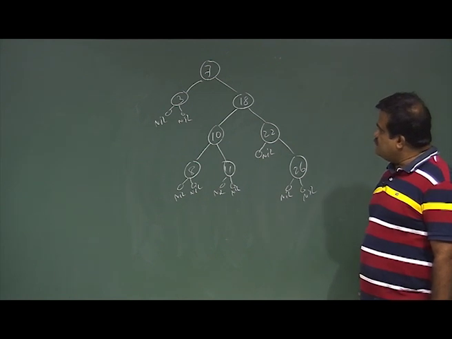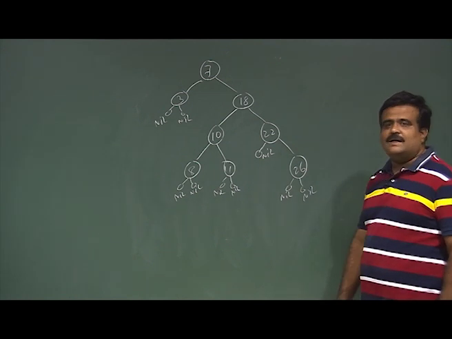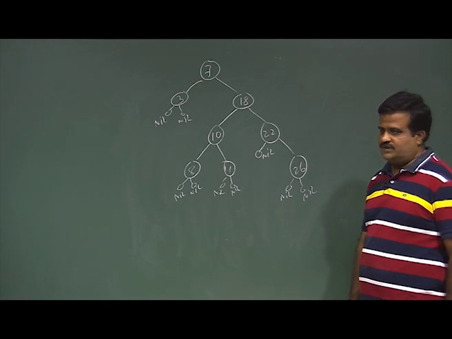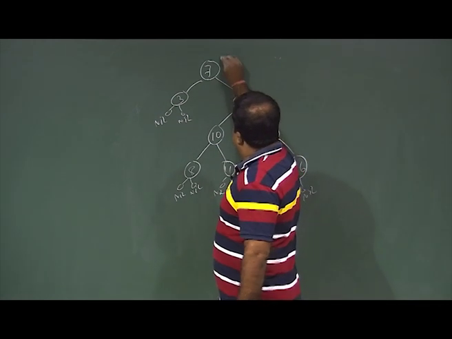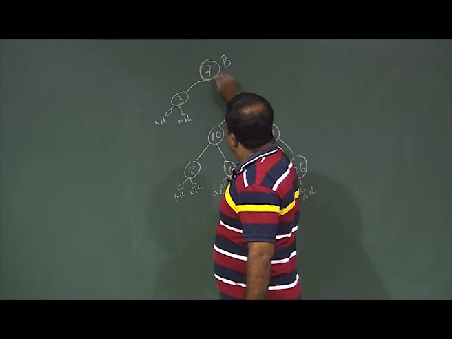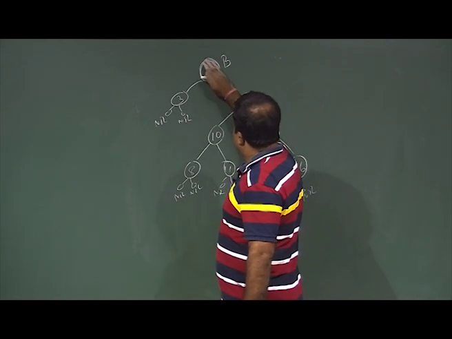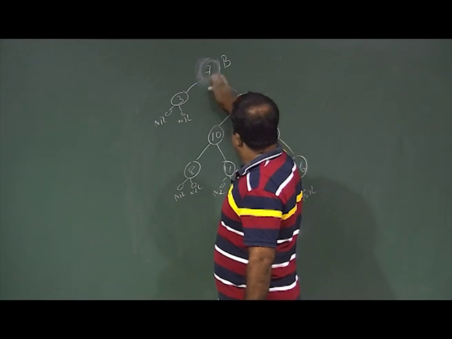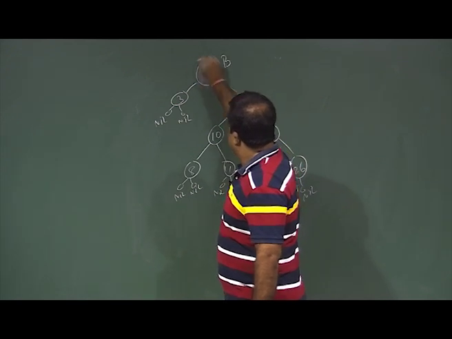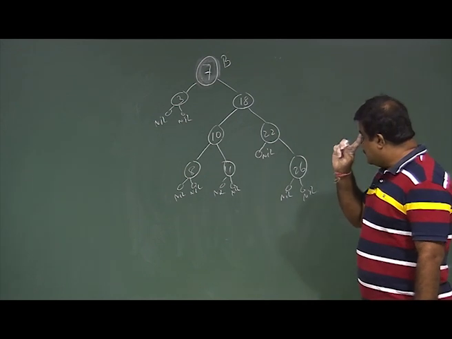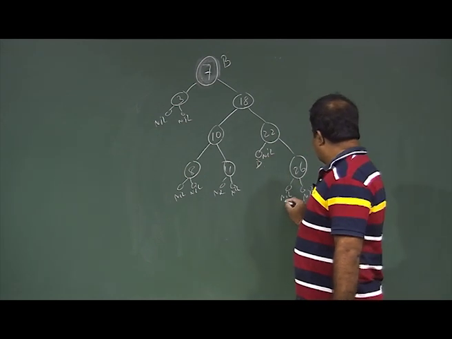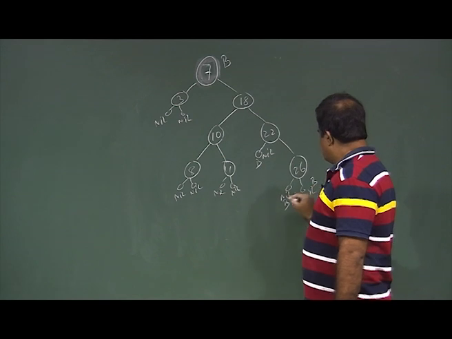Now, we need to give the colors of this tree. We give the root, which is 7, the color black, because that is one of the properties: the root is black. And these nils are also black. This is one of the properties we have: nils are black.